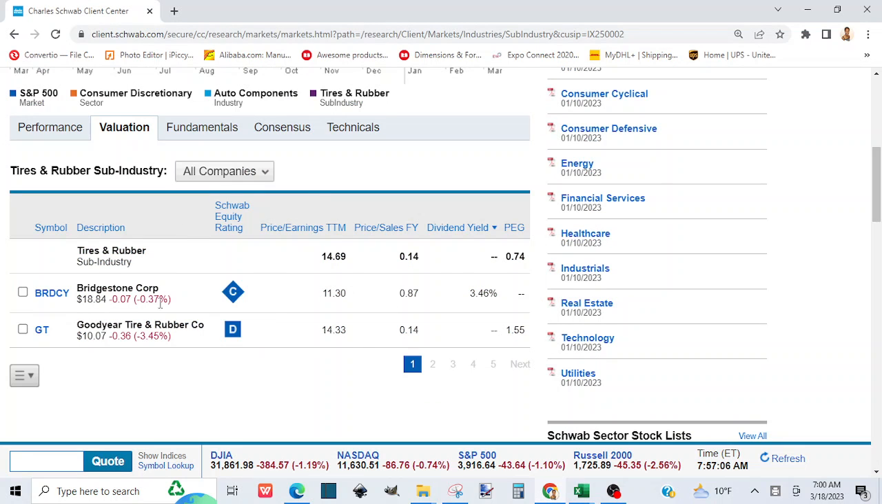So when you are in the sub-industry, what I like to do first, because I'm trying to narrow them down, there are a lot of companies that are public whose stocks are sold on the stock market. So I'm trying to filter them down.